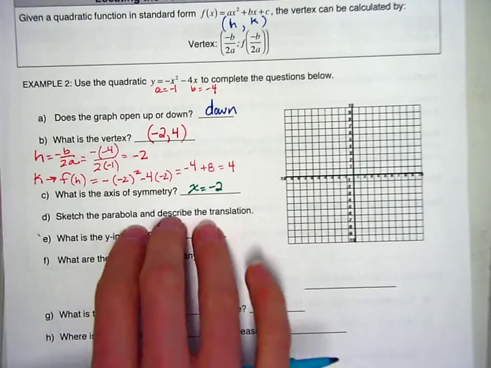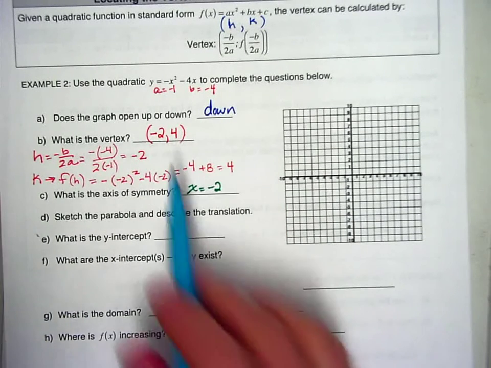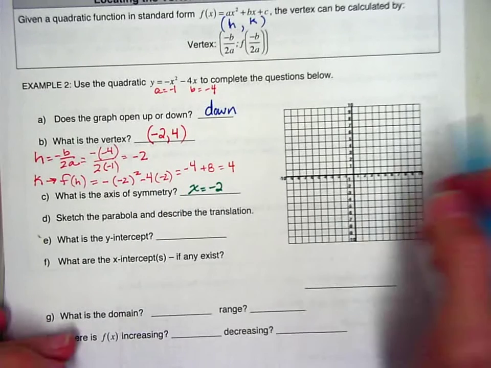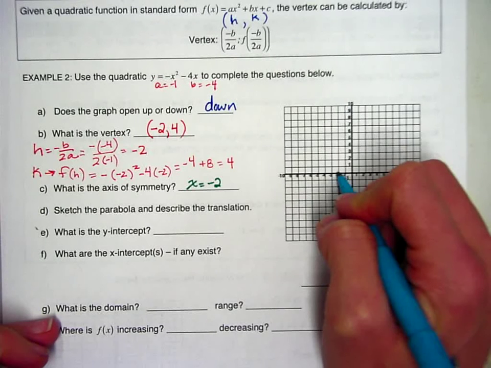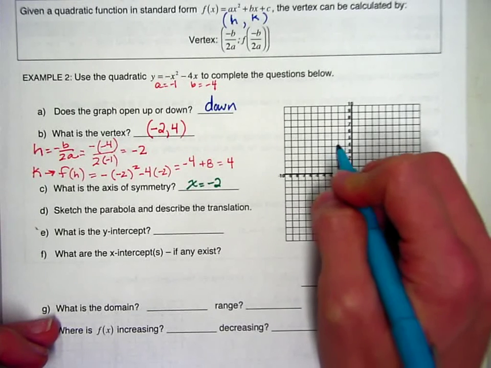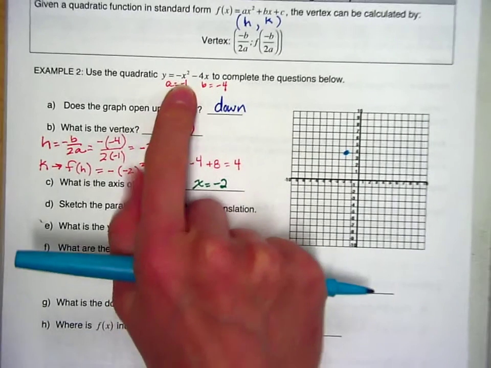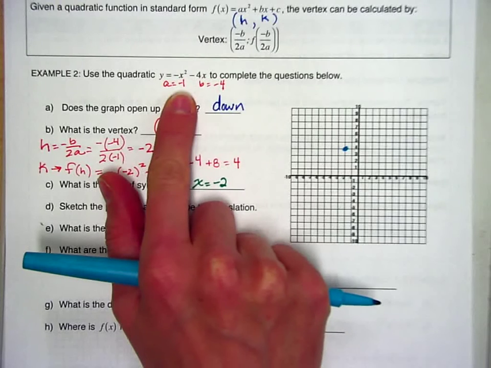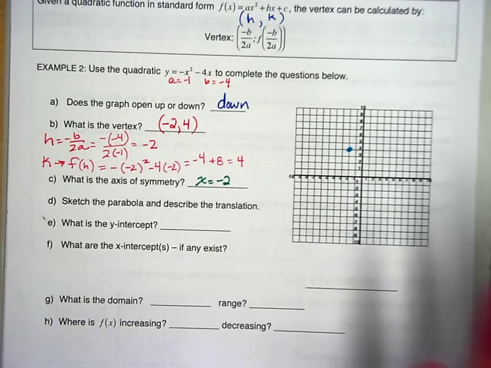So if we're going to be drawing this, we have our vertex. We come down and go negative 2, and then up 4. Notice this leading coefficient a is 1, and what that means is we do not have a vertical stretch or a vertical compression. What we have is the parent function, and that's great.